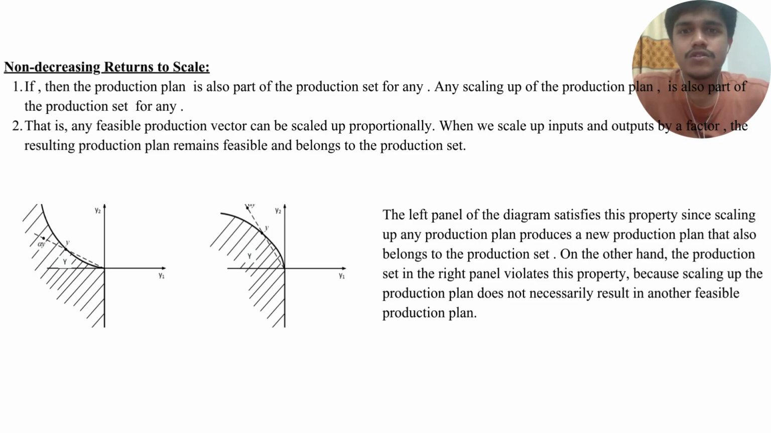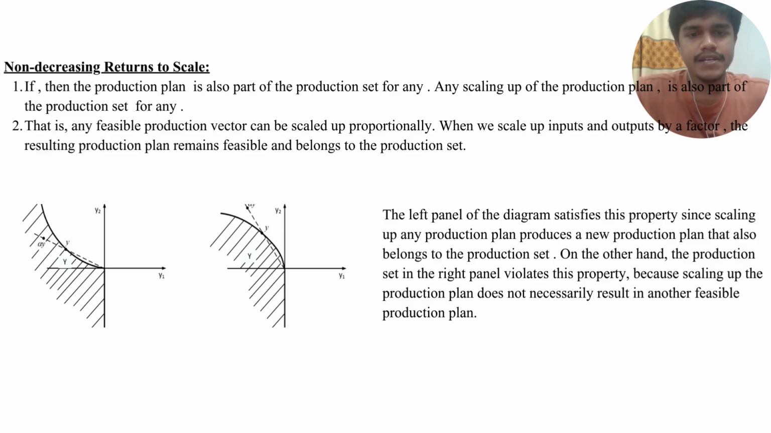First, I'm going to talk about non-decreasing returns to scale. This concept helps us understand how outputs respond when all inputs are scaled up together. If a certain production plan is feasible for a firm, then multiplying every input and output in that plan by some factor, let's say alpha, where alpha is greater than or equal to 1, gives us another feasible production plan. This means firms are not technically restricted and they can expand production whenever they want.